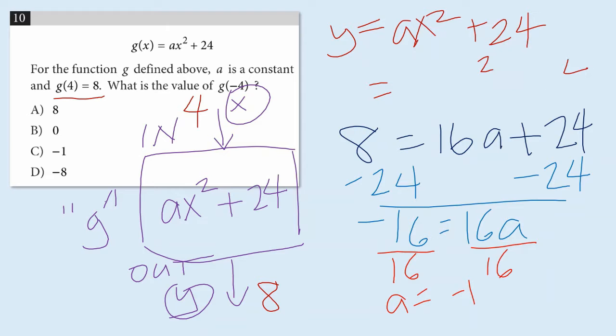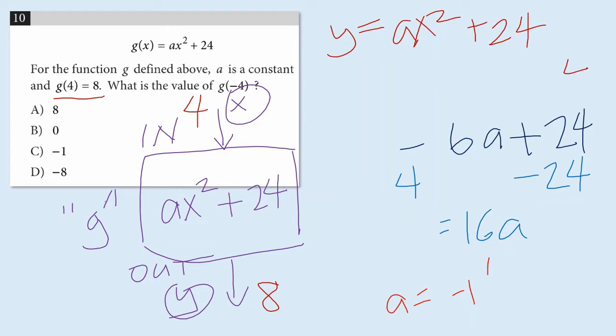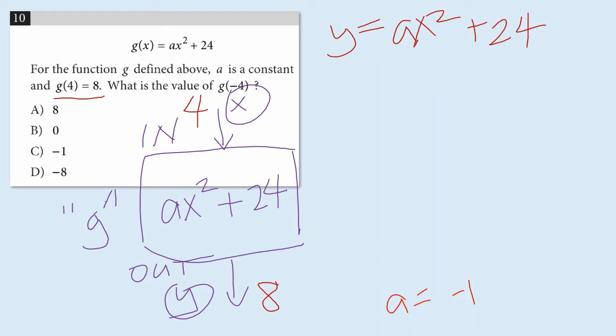We can erase all this stuff. Remember, a equals negative 1. Just making more room here. Sorry, the screen is only so big, but we'll deal. So if a equals negative 1, then y equals, I'm just substituting in negative 1 for a, negative 1 times x squared plus 24.